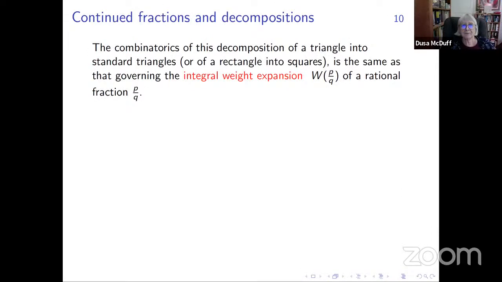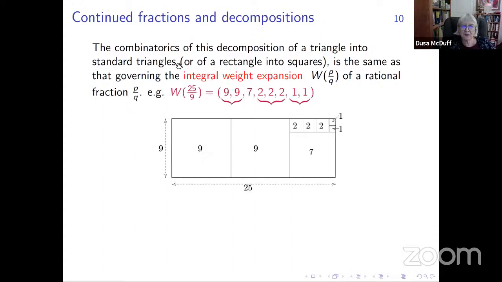And then the combinatorics of this decomposition into triangles are actually related to continued fractions. And they govern what I call the integral weight expansion of a rational fraction. So here's a picture. Here's 25 over 9. And I take a rectangle 9 by 25, and I just chop it up into as many 9 squares as I can, 2 of them. Then that leaves me 7 there, so I have a 7 square. That leaves me 2 up here, so I've got 3 2s, and then I have 2 1s. And so that gives you what I think of as the weight decomposition, which fills out the whole volume of this thing, and it gives you a string of numbers.